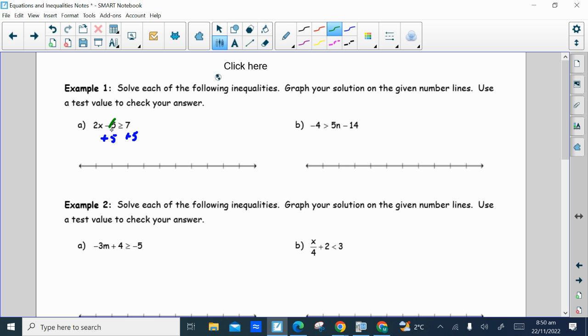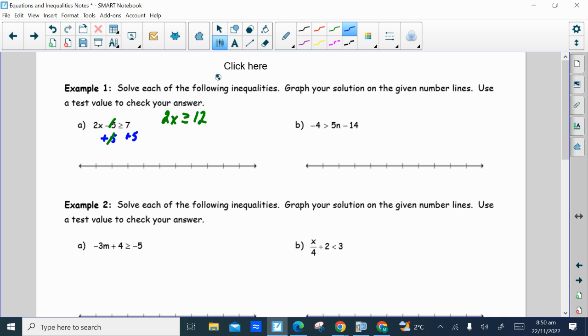And so on the left, negative 5 plus 5 cancels. We're left with 2x on the left, greater than or equal to, on the right, 7 plus 5 is positive 12. So we added 5 to both sides. We did not multiply or divide by a negative value, so the inequality will not reverse. And it won't reverse for our next step either, because our last step, whoops, I put equals there. Let me fix that. It's greater than or equal to.